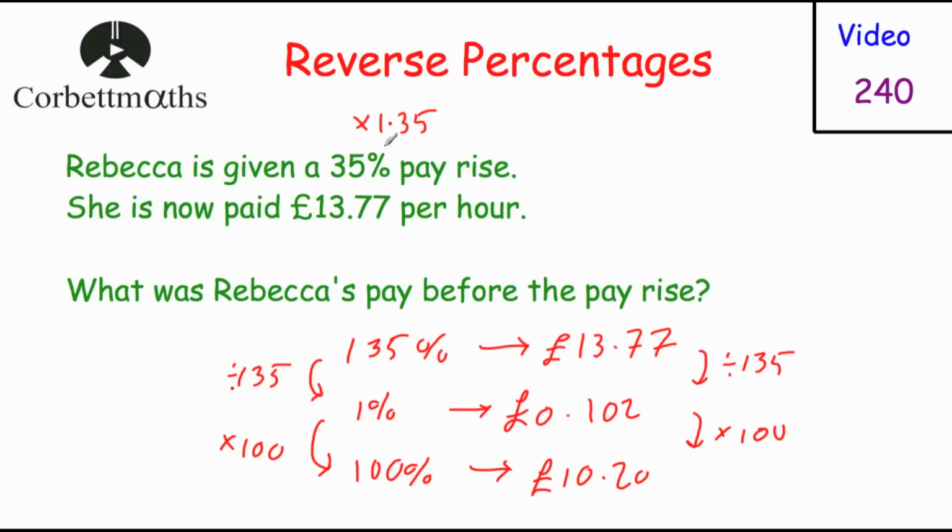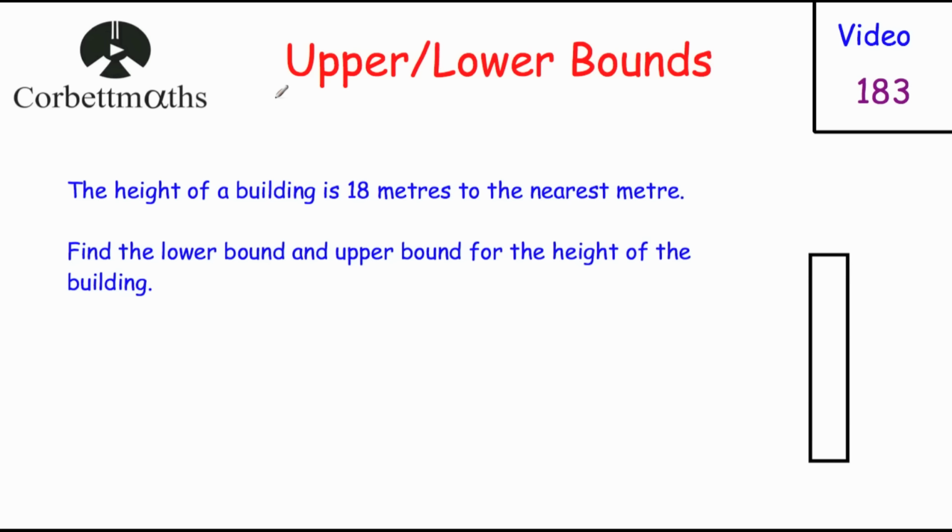So if you want to go backwards and find what number was increased by 35%, we could divide by the multiplier. So if you do 1377 divided by 1.35, you'll also find £10.20, and that's it. Okay, next topic.